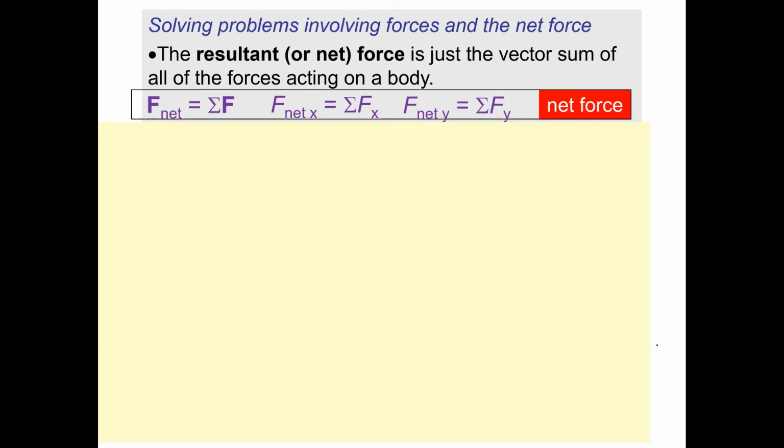So here's some fancy looking equations, and I just want to make sure we understand what's what, okay? This Greek symbol is something you may have seen in math before, but if you haven't, that's okay. It's the Greek letter sigma, and it stands for sum of. So what all this is saying is if I add up the force vectors on an object, then I'm going to get the net force vector that that object feels.